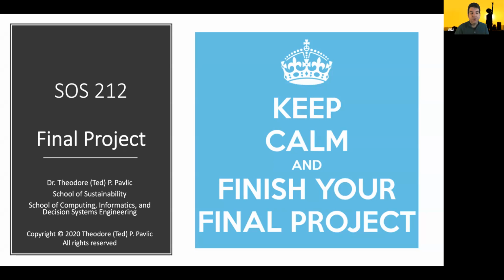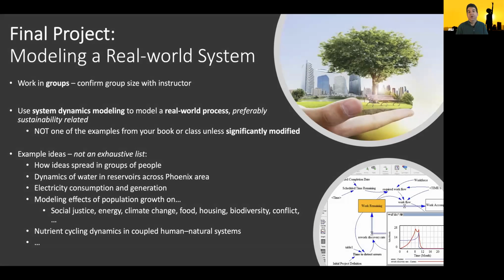Now, you won't have to do this all on your own. This is a group project. And so you'll come together usually with team members of 3 or 4, but your instructor, maybe me, will end up telling you that based on how many people are in your class that semester. But then with your group, you'll use system dynamics modeling, again, what we've been learning about this whole semester, to model a real world process.